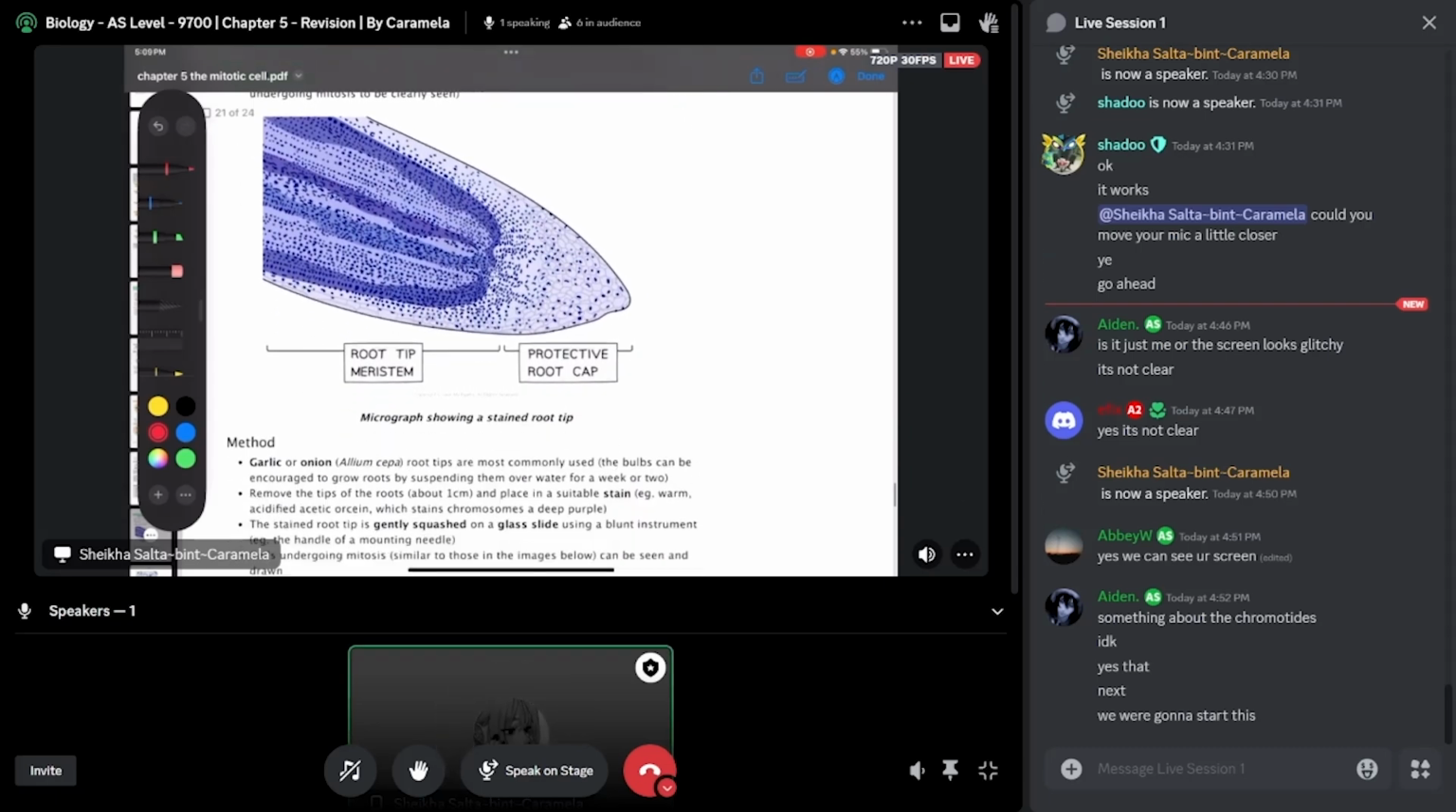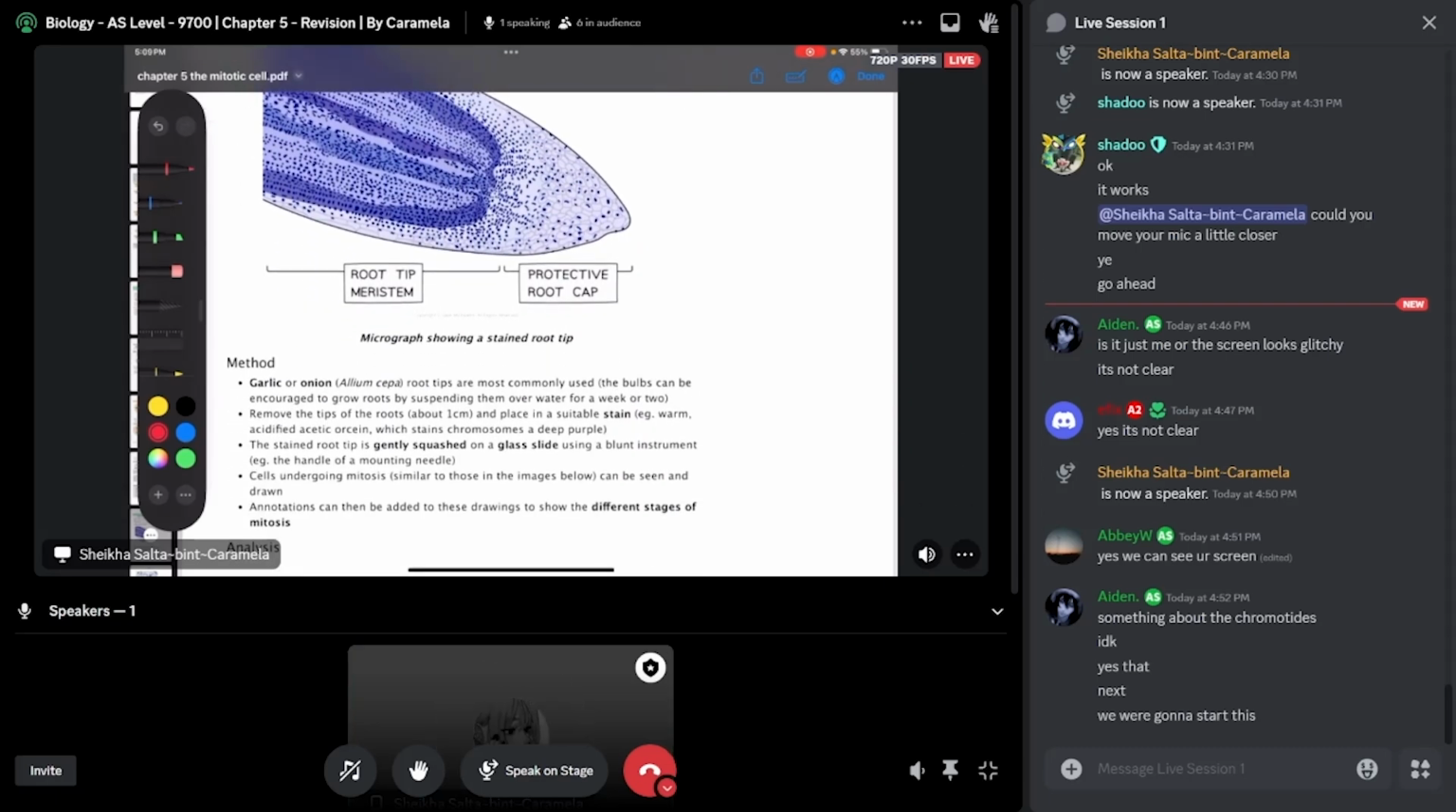So basically what you do is you cut up a very thin piece of either a garlic or an onion, as there are root tips present, so we can easily observe these under a microscope, and then remove the tips of the roots about 1 centimeter and place them in a suitable stain, which is basically deep purple or something, and then the stained root tip is gently squashed under your glass slide using a blunt instrument, or just pressing it with the needle that's present on your microscope. That's your mounting needle. And then you have the cells undergoing mitosis.